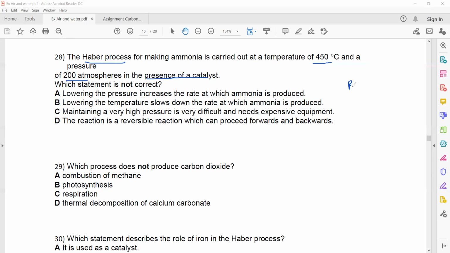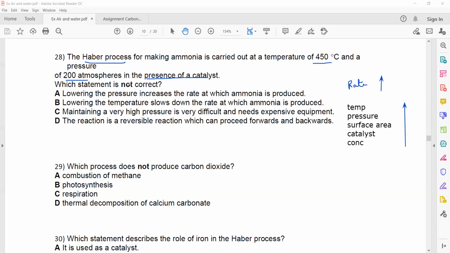Rate of the reaction, the factors which affect the rate of the reaction: the temperature. If you increase the temperature, the speed of the reaction increases. If you increase the pressure, the speed of the reaction increases. If you change the surface area, the rate of the reaction increases. If you use a catalyst, the rate increases. If you use high concentration, the rate increases. So for all these factors, if you increase them, the rate of the reaction will also increase.